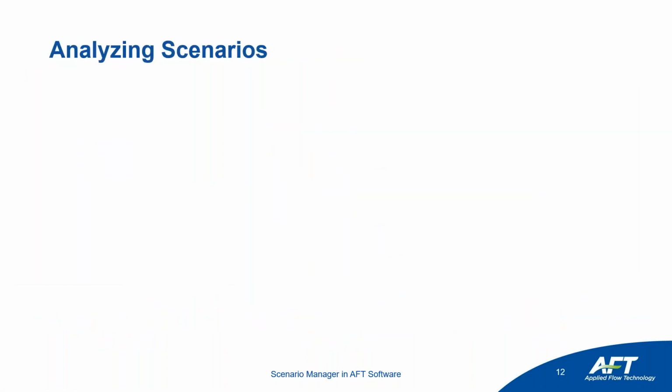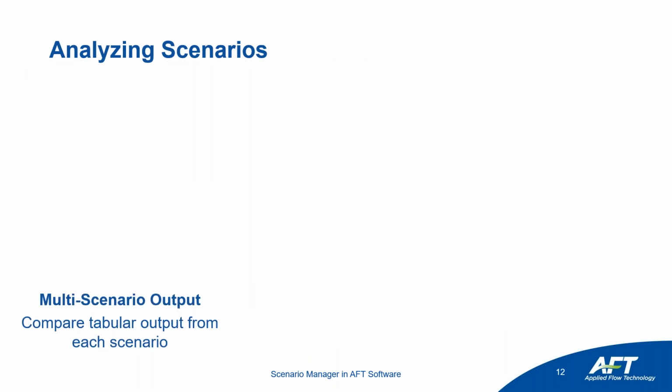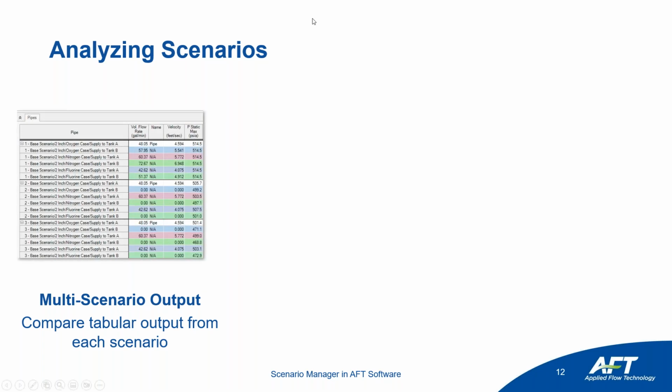So now that we have all of our output, we can look at different options for analyzing our different scenarios. First is multi-scenario output, where we can centralize all of our tabular output for each of our scenarios and build them all out into one table. What that'll look like in the software is we can have, here's pipe 1 results for our normal output, flow rate, velocity, static pressure, everything else that we'll look at. And then we can see for each of our different scenarios stacked one on top of the other.